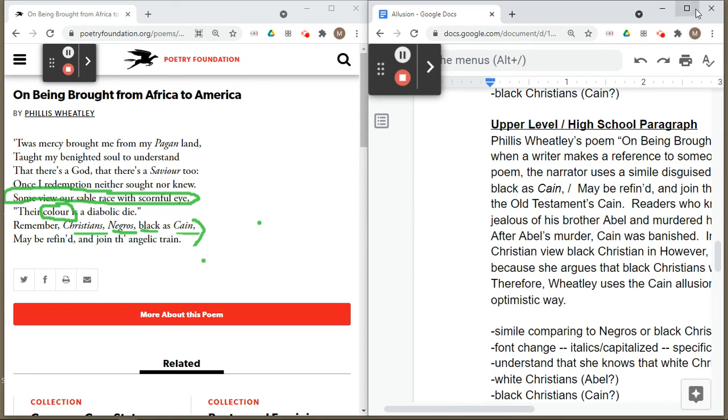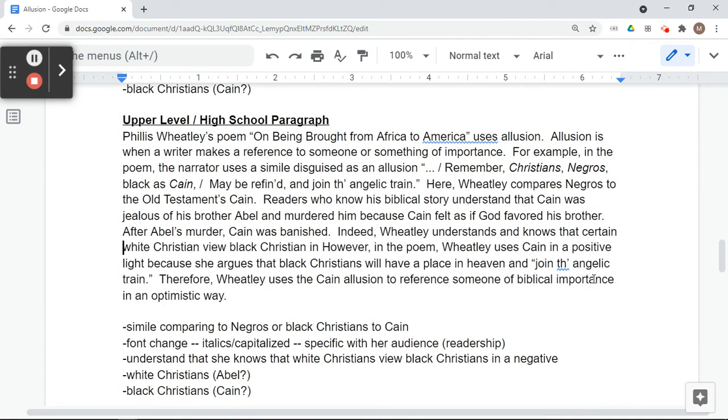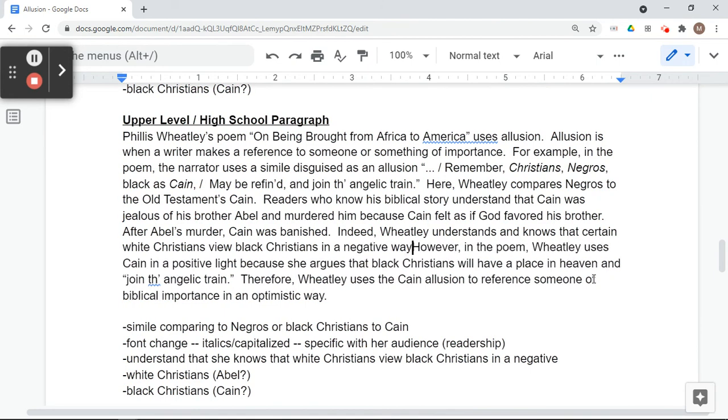And so I'm going to say understands and knows that certain white Christians view black Christians in a negative way. Or in a negative light, you could say. And maybe I will stop on that part and just say, indeed, Wheatley understands and knows that certain white Christians view black Christians in a negative light. However, in the poem, Wheatley uses Cain in a positive light because she argues that black Christians will have a place in heaven and join the angelic train.